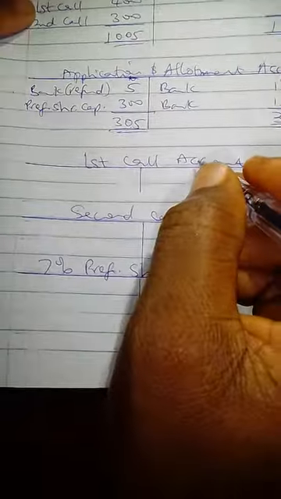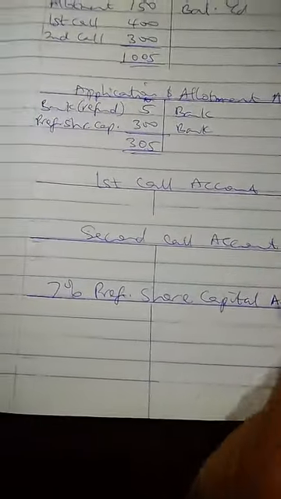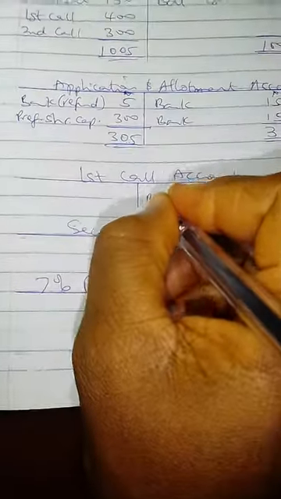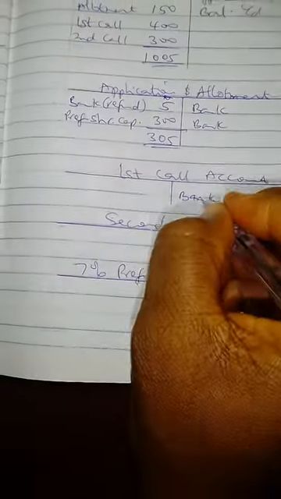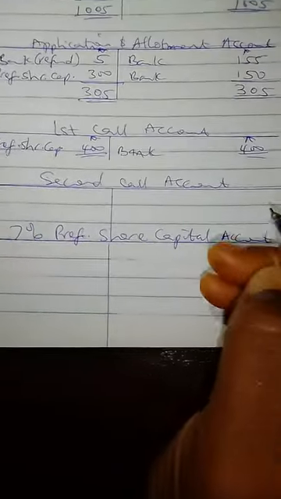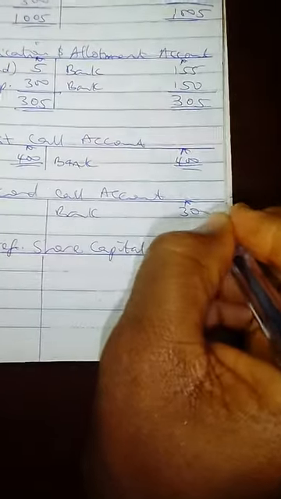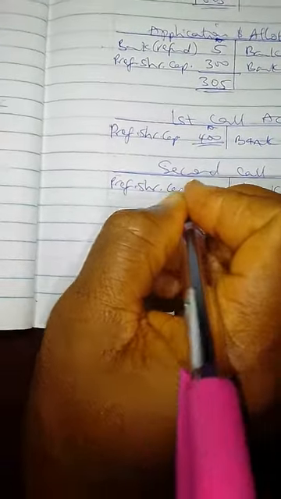Then there is the first call. On the bank account, it is on the debit side. If you go to the first call account, it will be on the credit side, by the double entry principle. So we put here bank, 400 naira. And the corresponding account will be preference share capital, 400 naira. For the second call, we also put here bank, 300 naira. And the corresponding account is our preference share capital, 300 naira.